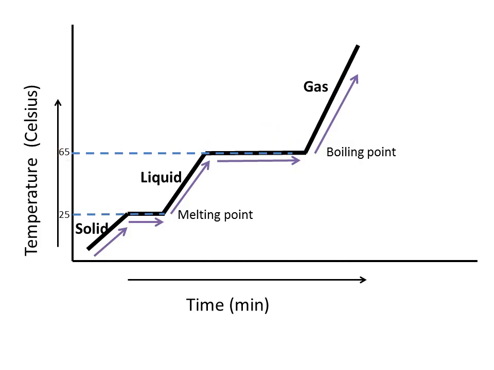So in review, we have a solid turning into a liquid, that's called the melting point, the liquid then changing into a gas, which is called the boiling point. That's all you really need to know about a heating curve.